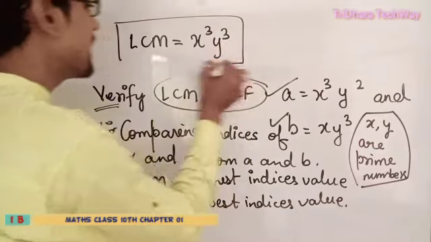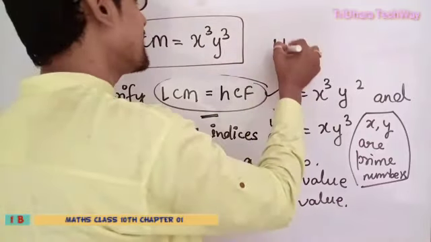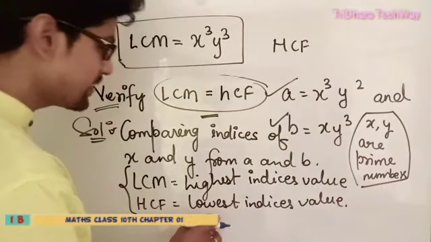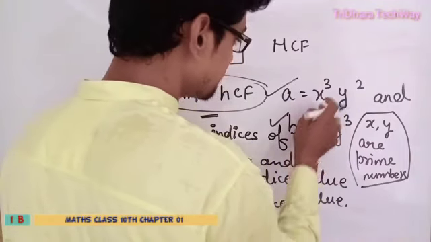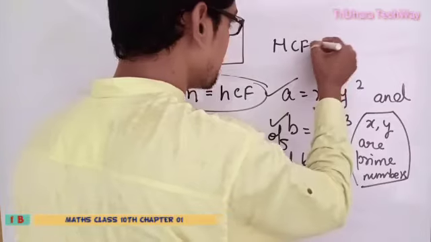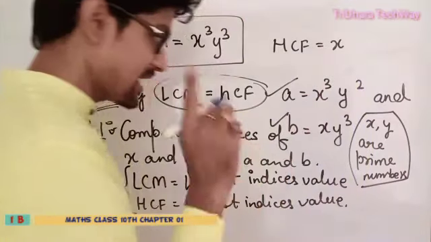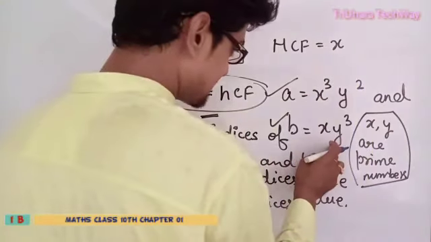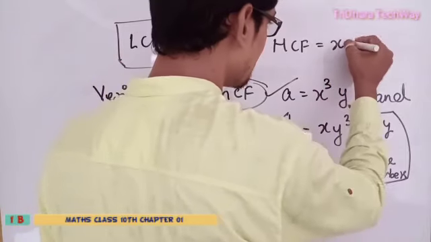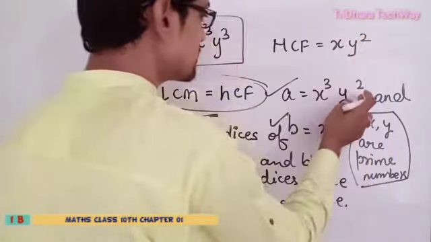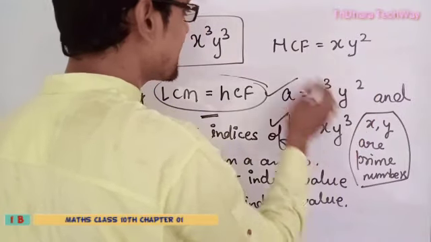This is LCM. Now for HCF. HCF means lowest indices value. What is the lowest indices value for x? X power 3, x power 1, the lowest is x power 1. Again, x cube, y power 3 and y power 2. You have to use y power 2 because this is the lowest value and this is the highest value.